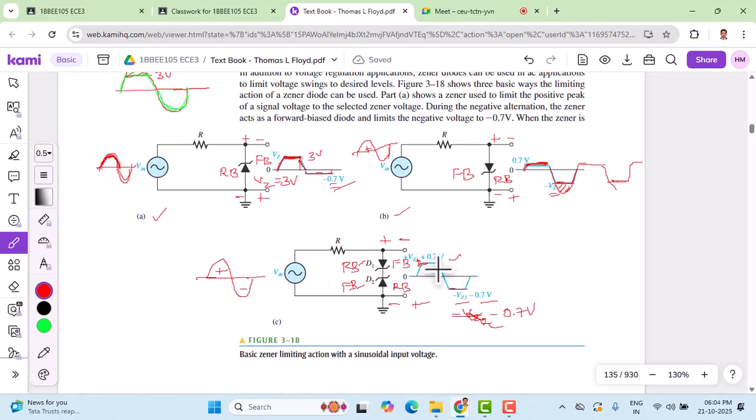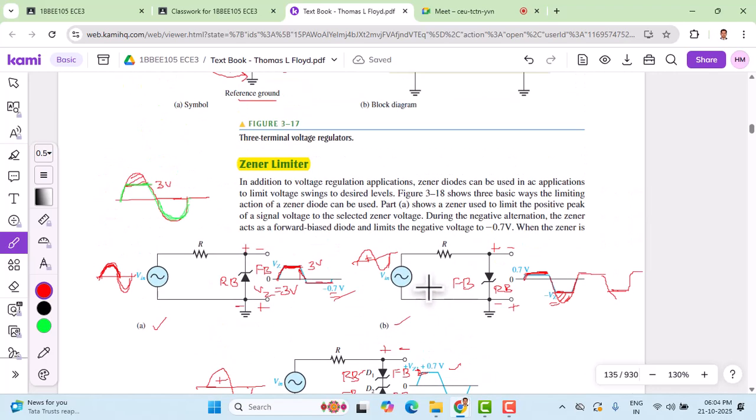These types of circuits are called Zener limiters, or you can call them, shortly, clipping circuits or clippers. So these are the various applications of Zener diode.